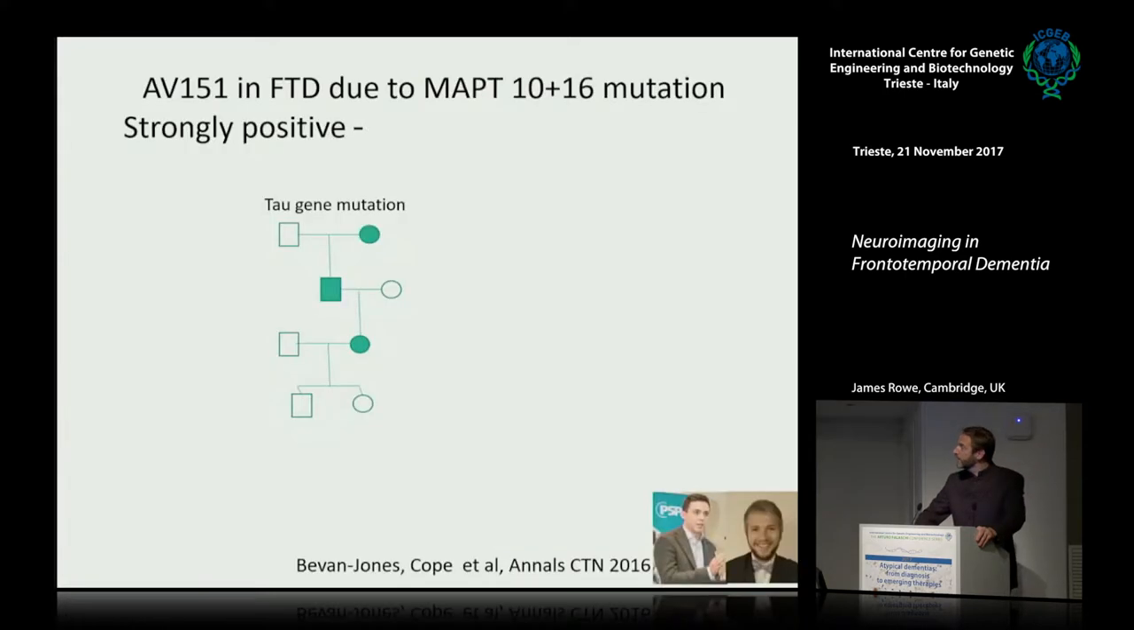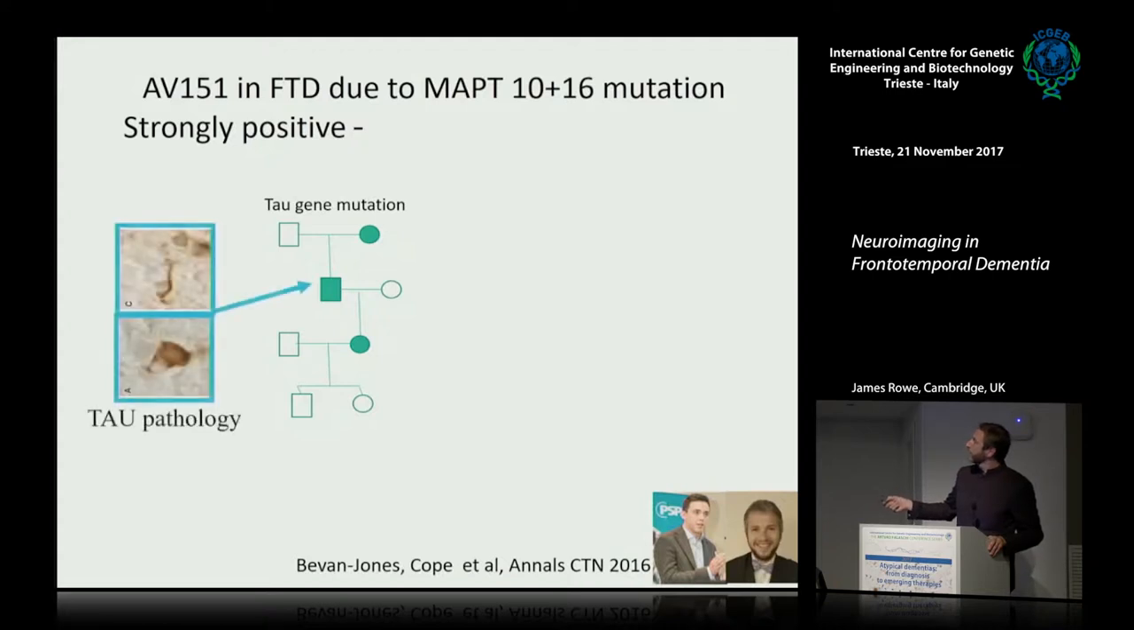We've been working with the AV1451 ligand developed by Siemens and then taken over by Abbott and Lilly, designed to bind to tau. And a good place to start evaluating this ligand is in cases with a certain tau pathology, so a MAPT 10 plus 16 mutation. The grandmother is in a psychiatric hospital in her 60s. The father had a classic behavioral variant presentation and pathology to match.